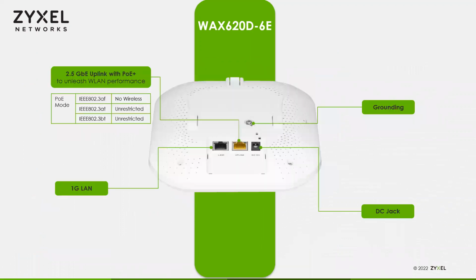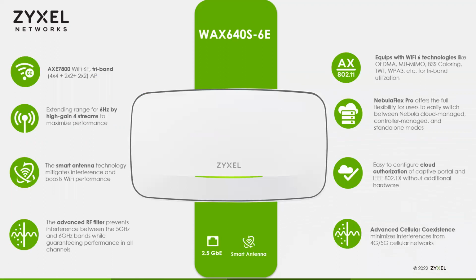And again, the same configuration here as far as the ports go. It's got a DC power outlet. It's got an uplink port. It's 2.5 gigs, and then a 1 gig local area network for the uplink. And then this guy here.